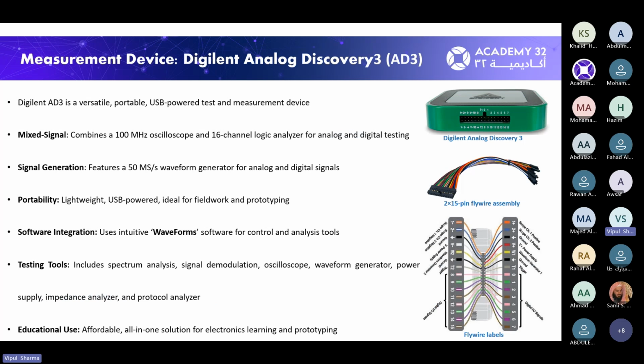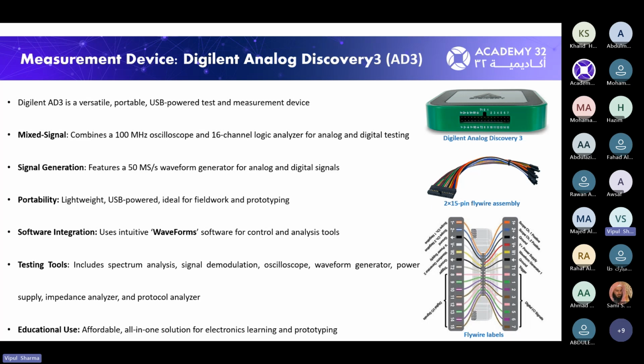Okay, this was all about the first circuit in our training plan, the common source amplifier. But now, how do we test it? Obviously, we have a circuit and everything is available with us, but how do we test it? In our case, we will be using this measurement device called Digilent Analog Discovery 3. It is a very versatile and portable measurement device, and it can be easily powered using a USB.